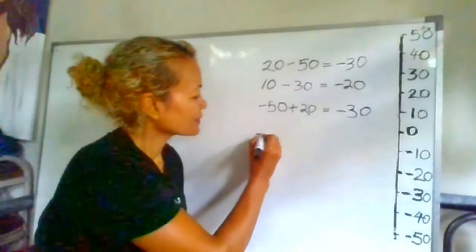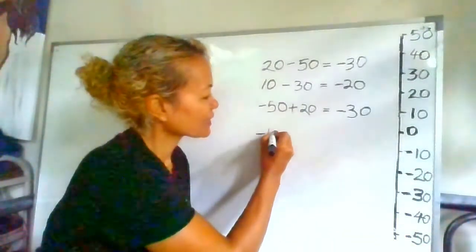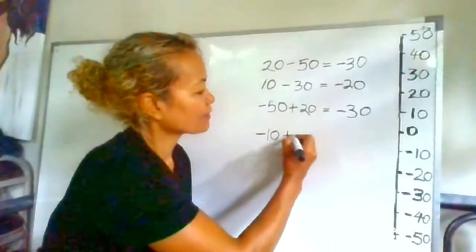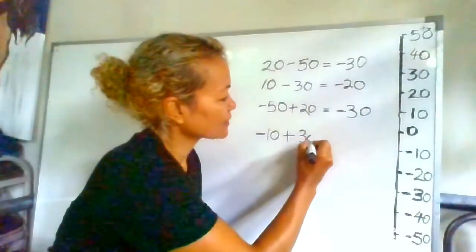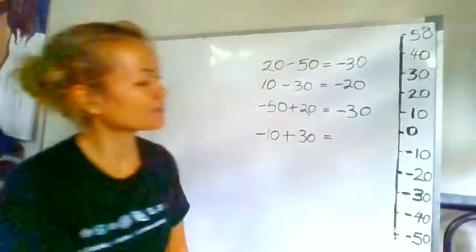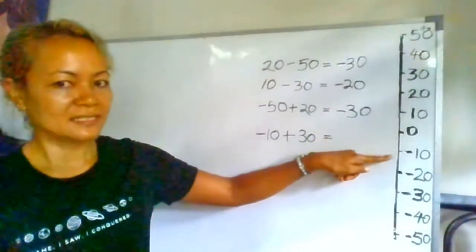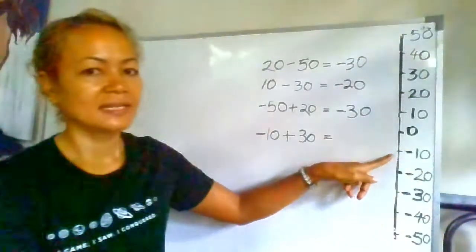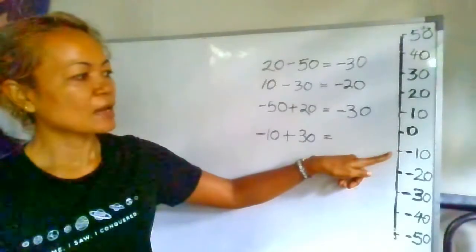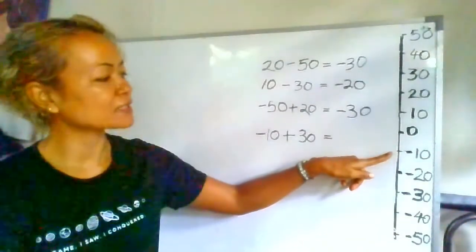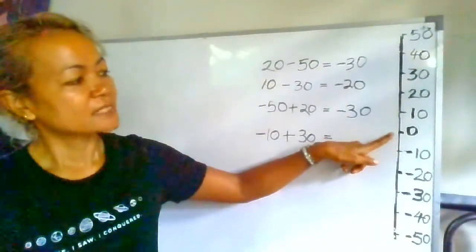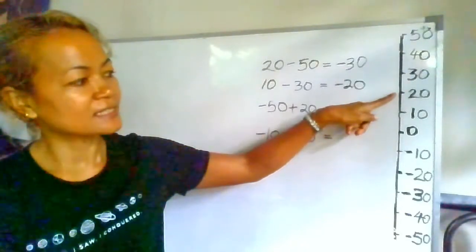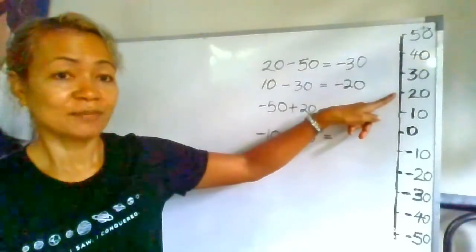Do another one. Minus 10 plus 30 equals. Start point is minus 10, the mark, negative 10 there, plus 30, you're going up 30, 10, 20, 30, end up at 20.